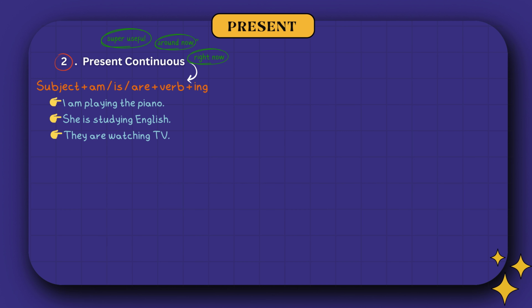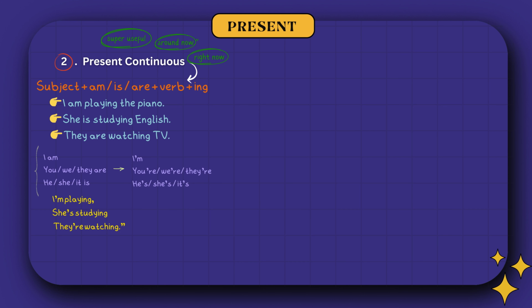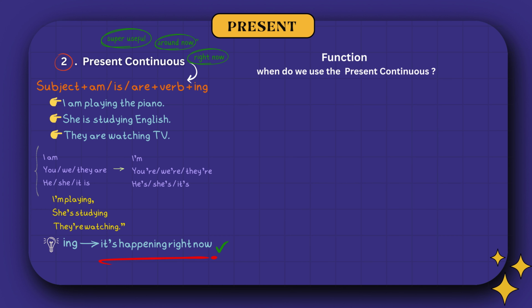And of course, we usually use the short forms in speaking. I'm playing, she's studying, they're watching. So remember, the ing form shows that something is in progress. It's happening right now. Function. When do we use the present continuous? A. Actions happening now or around now.